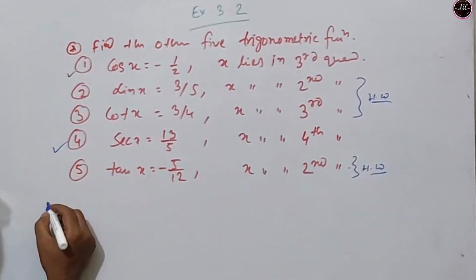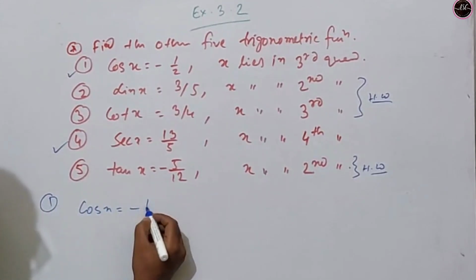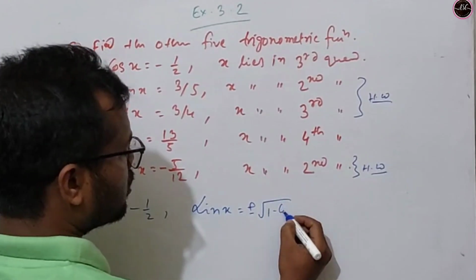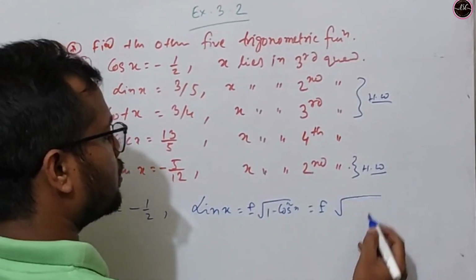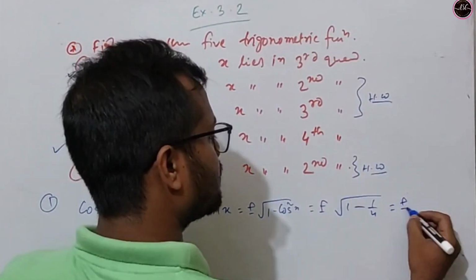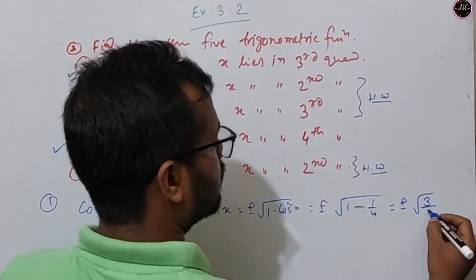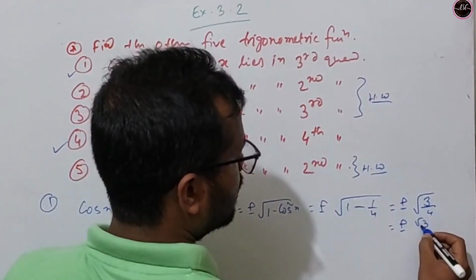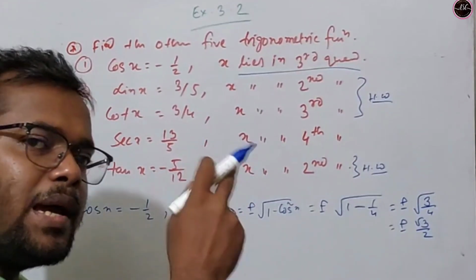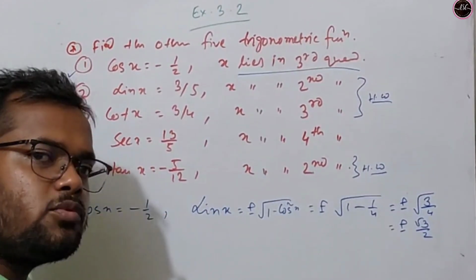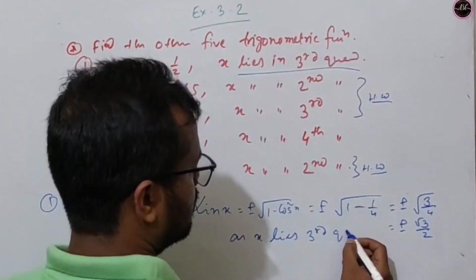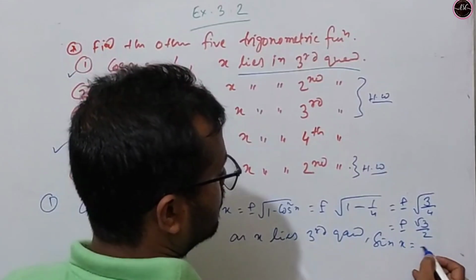For the first, cos x equal to minus 1/2. So we know sin x equal to, by the formula, plus minus root of 1 minus cos squared x. Putting the value of cos x, we get 1/4, that means plus minus root 3/4, that means plus minus root 3/2. As x lies in the third quadrant, that means all sin tan cos, tan is positive, so sin will be negative. So as x lies in the third quadrant, sin x equal to minus root 3/2.